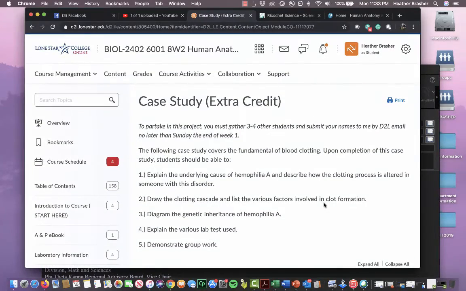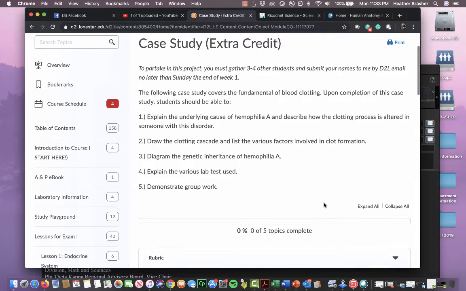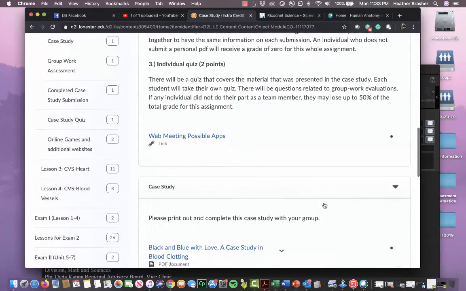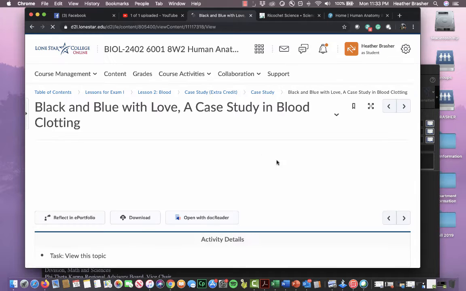So this is a case study. It gives them something practical, something that they can take outside or look at. A lot of these are pre-nursing majors, so it's going to get them to start looking at, if you're a nurse, what are the things that you're going to look at. And they're going to print this out and complete it.